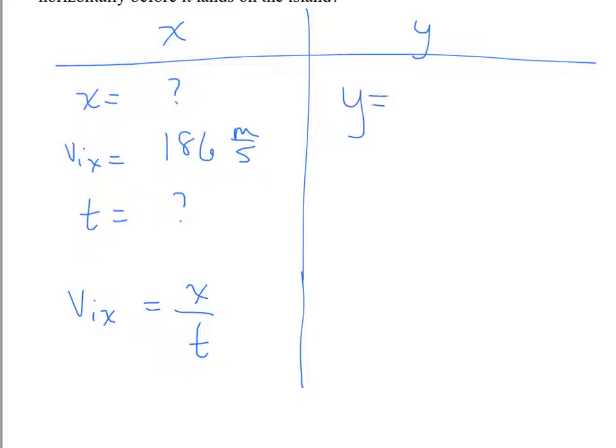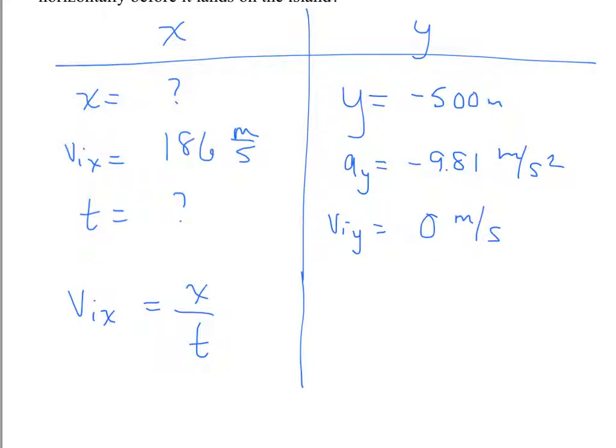Let's go to the y direction. We know it's going to fall a displacement of negative 500 meters, because the plane is flying at an altitude of 500 meters. We always know the acceleration in the y direction is negative 9.81 meters per second squared. Again, we know VIY is still 0. It's always going to be 0 when the object is launched horizontally. Always. Tomorrow when we do problems with this, you're going to see that it's always 0 when it's launched horizontally. And we'll figure out the time in the y direction.